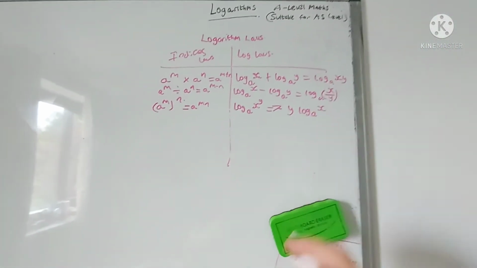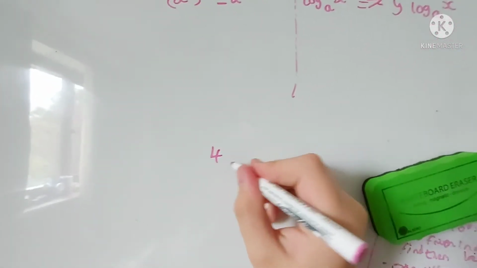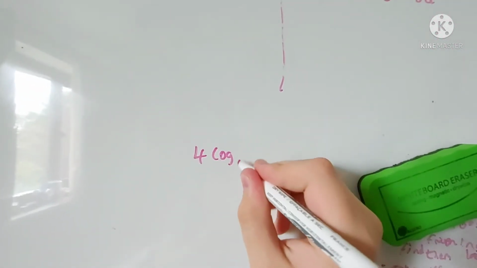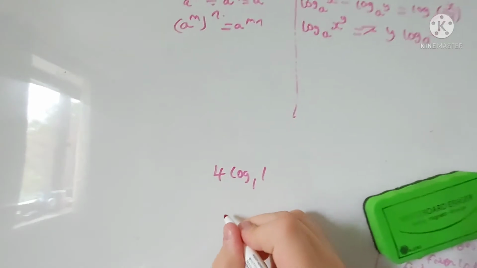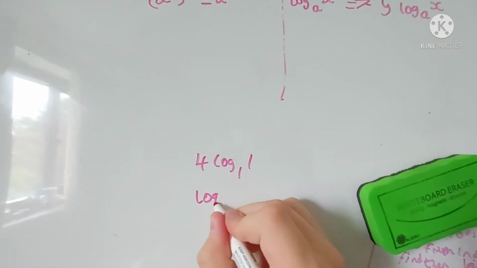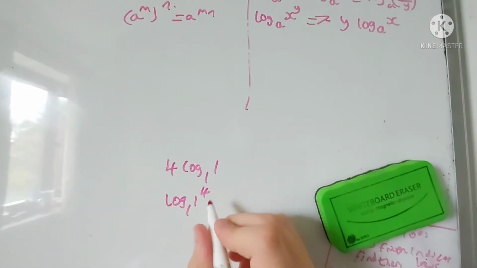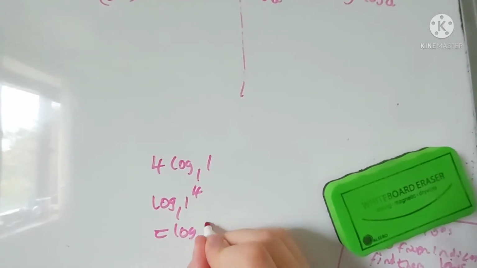Now usually if you see something like 4 log 1 1, I can say log base 1 of 1 to the 4, which is log base 1 of 1.